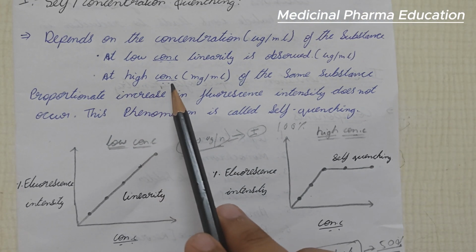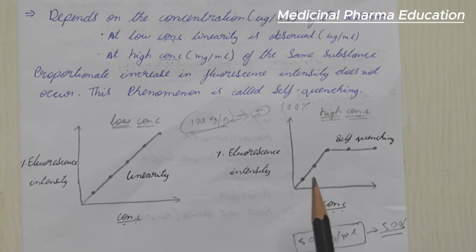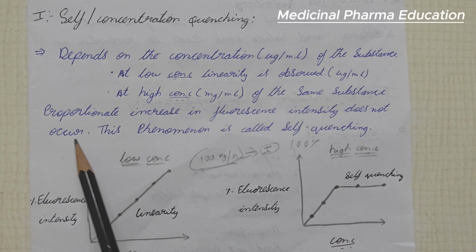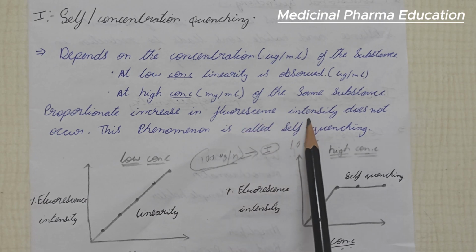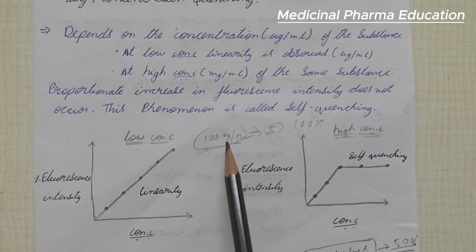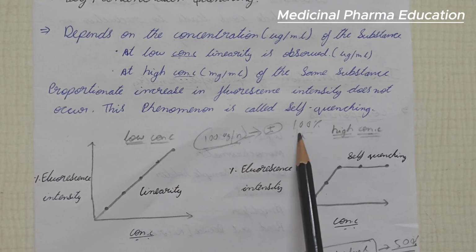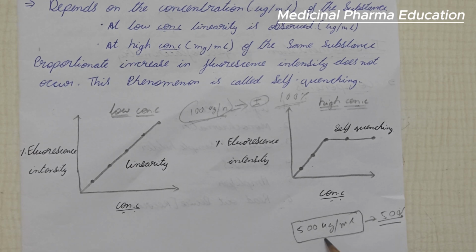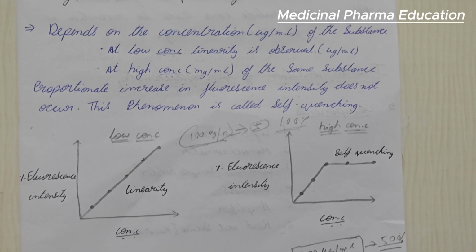See, as we increase the concentration, at higher concentration of the same substance, a proportionate increase in the fluorescent intensity does not occur. That's the meaning of self quenching. If 100 microgram per ml produces 100% intensity, then 500 microgram per ml should produce 500% of the intensity, but we are not getting 500% of the intensity. We are getting lower, like 250% or 300%. That is called self quenching.